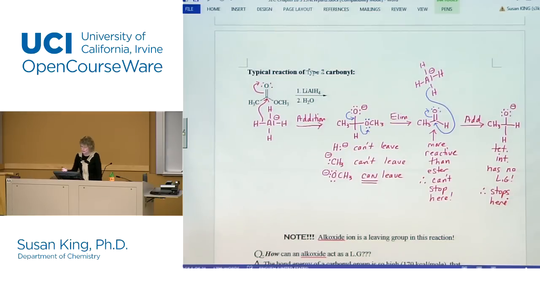Until you add water in a second step. So step 2, H2O. Then we protonate our alkoxide to get an alcohol. Questions on that mechanism, anybody? Possible mechanism for midterm 1.